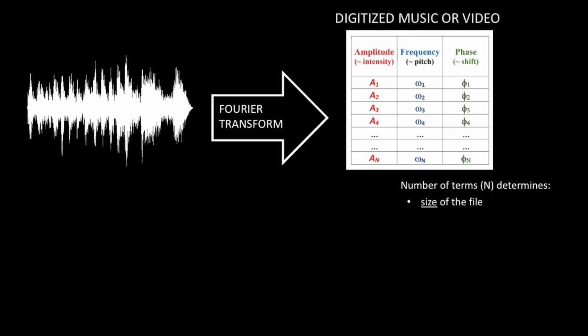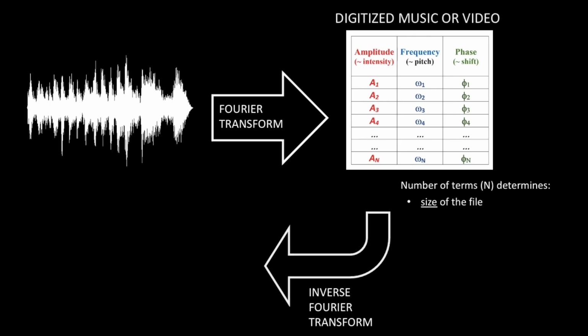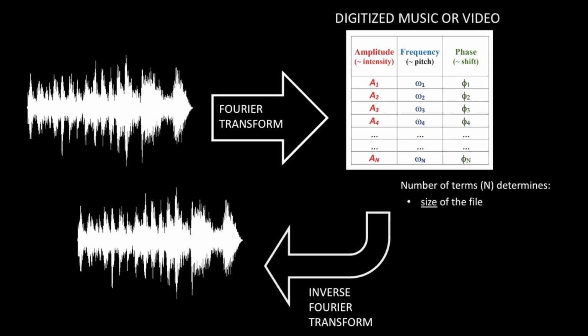Now, how do we convert the digital file back into sound? At this point, all we need to do is use these numbers to do an inverse Fourier transform. That is, use the values we extracted to recreate our initial waveform. Now we can listen to our recording. The more terms we originally included in the file, the higher the quality of the sound.